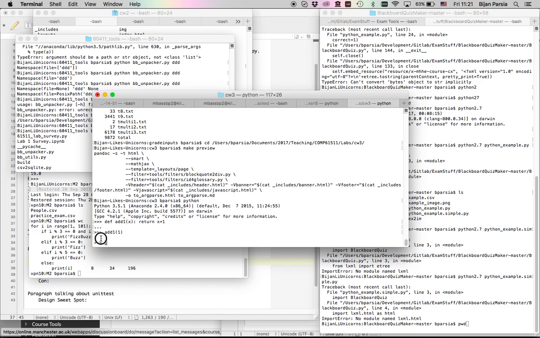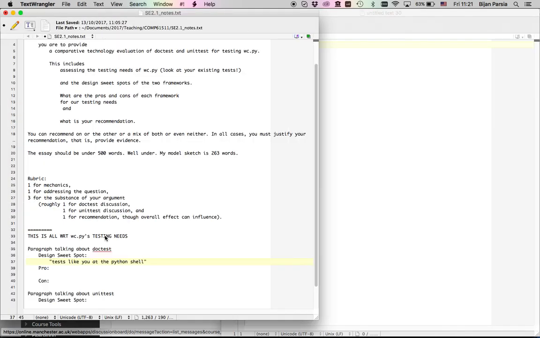With the doctest framework, I can just cut and paste this into a docstring, and it's a test. Instead of just being a throwaway test that I put there, my explorations can become real tests very easily with almost no work. So that's clearly the design sweet spot of doctest. And so what kind of pro might I write? Easy to cut and paste shell tests.